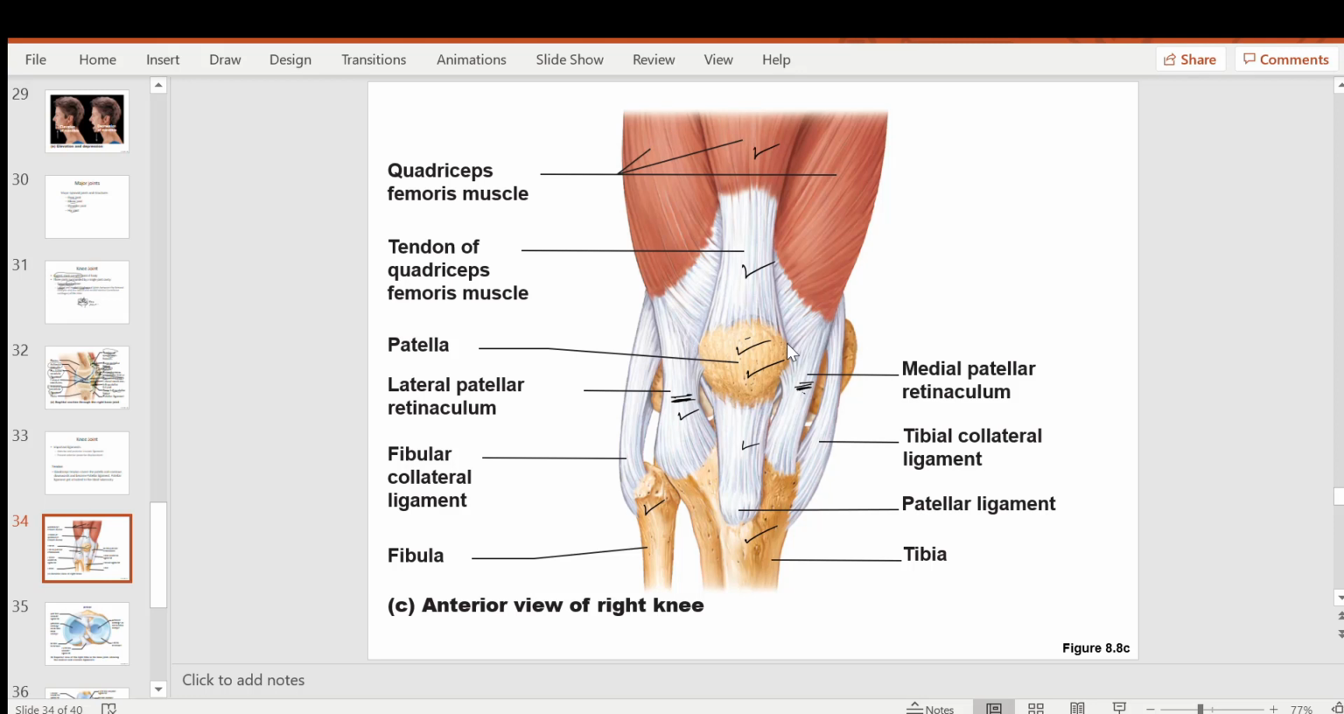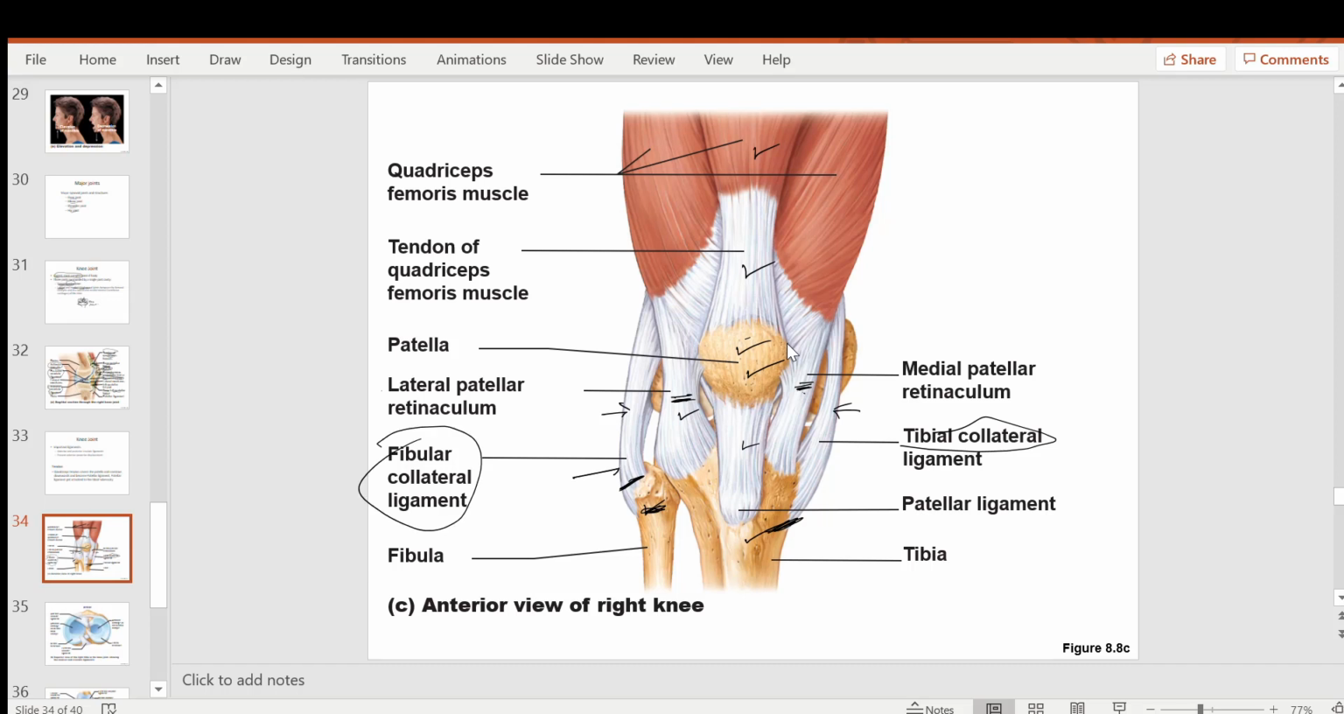Okay, on both sides of the patella. And then if you go further laterally, you have the collateral ligaments too. This one is attached to the tibia, that's why it is called tibial collateral. This one is attached to the fibula, on the fibular side, so this is the fibular collateral ligament.